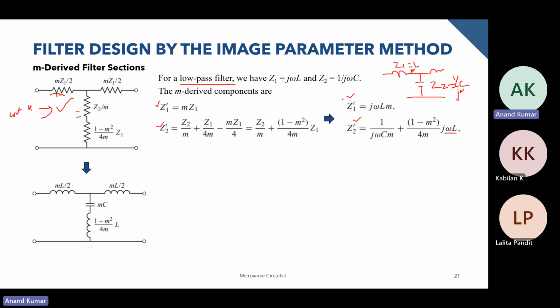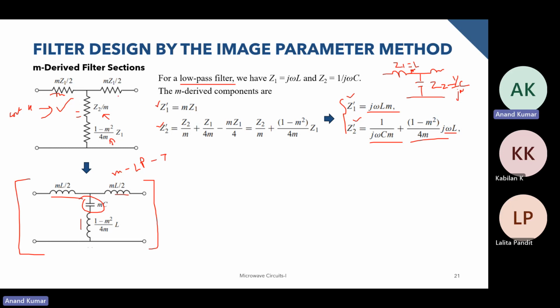So now we have the expressions for Z1 dash and Z2 dash. So clearly this is an inductor, and Z2 dash has a capacitor and an inductor. So once we use these values and substitute them over here, this is what our circuit will look like. So we'll have inductors over here and a capacitor over here. So this is the M derived low pass filter section, and for the T network.